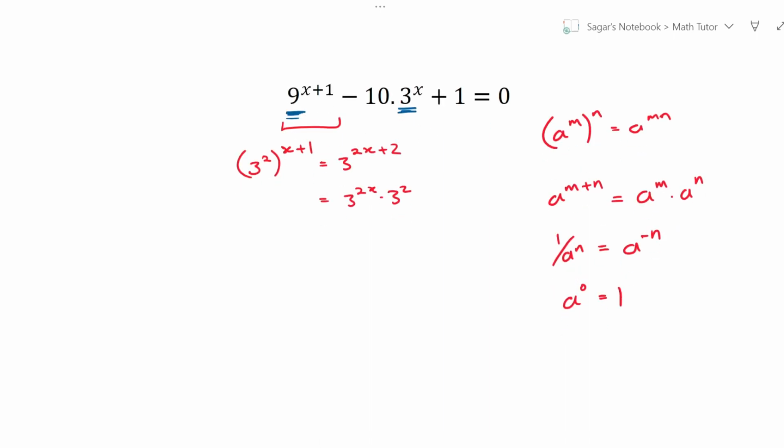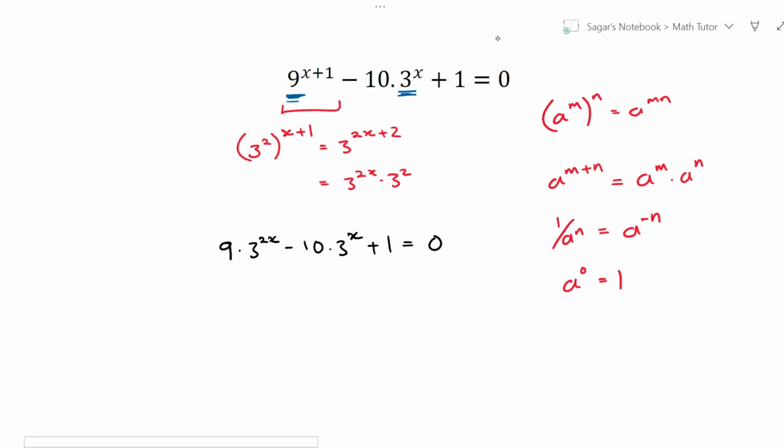Let us write the full expression. 9 multiplied by 3 to the power 2x minus 10 multiplied by 3 to the power x plus 1 equal to 0. We notice a common term, 3 to the power x.